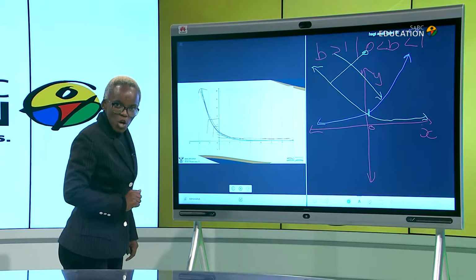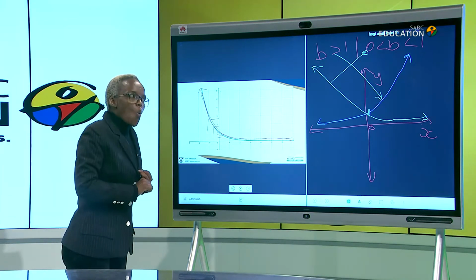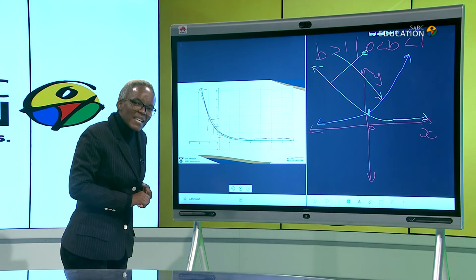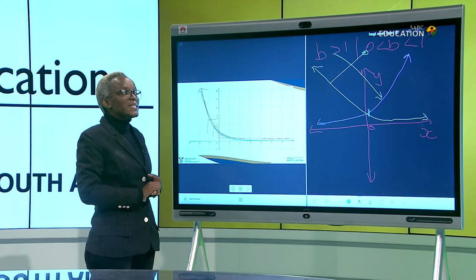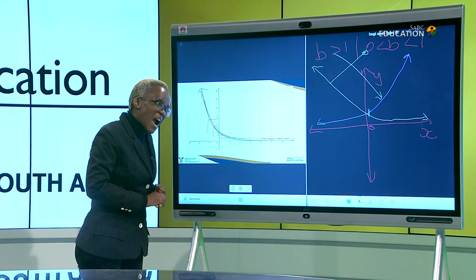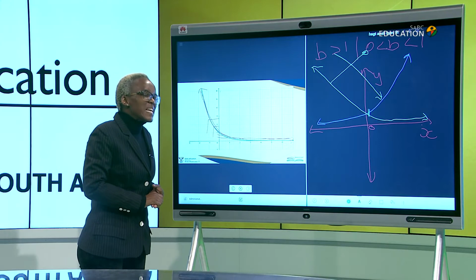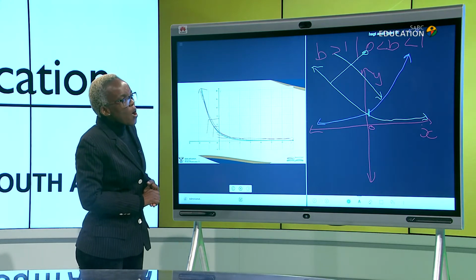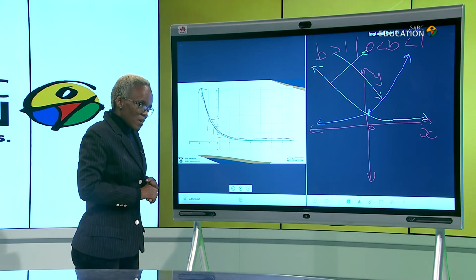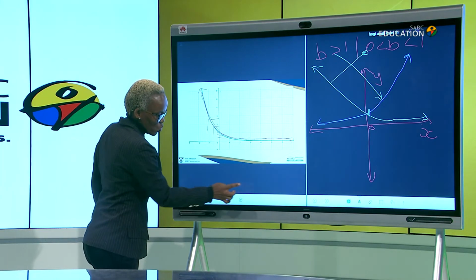So we can conclude: domain, x is an element of real numbers. Range, y is greater than 0. Asymptote, the x-axis, or when we write it as an equation, y equals 0. Y-intercept at (0, 1). Both graphs cut at (0, 1). The difference: b greater than 1 is an increasing function, and b greater than 0 but less than 1 is a decreasing function. The graphs are above the x-axis. That is our range. So we can conclude about the two graphs.